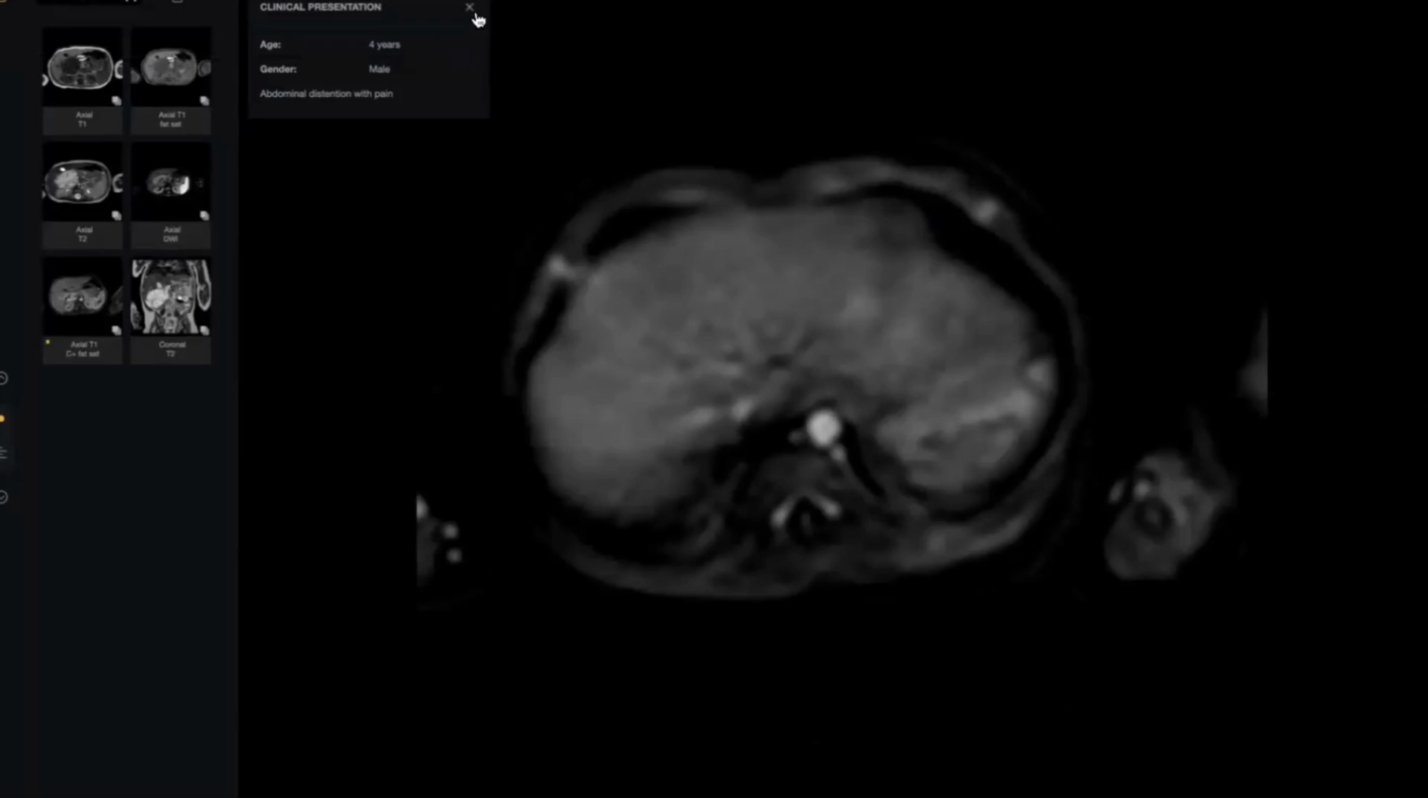A 4-year-old male patient presented with abdominal distension and pain.